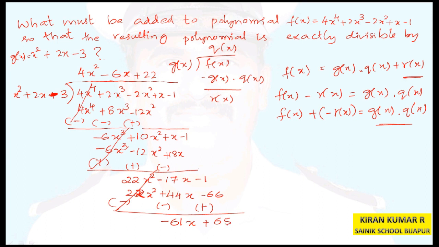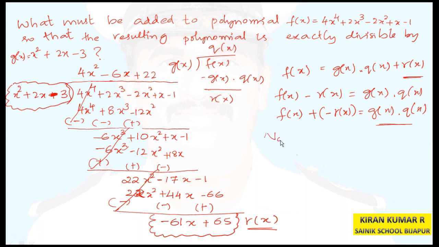Look at this. This is our remainder r of x. I'll say that this is the remainder. The reason is the degree of this, minus 61x plus 65, is 1. The degree of the divisor x square plus 2x minus 3 is 2. Since the degree we are getting is lesser than the degree of the divisor, this is the remainder.